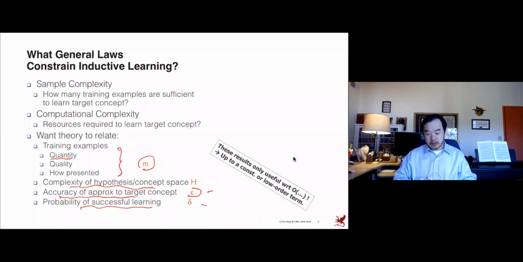And our conclusion will always be presented in the form of a big O notation, which basically means that whatever relationship we are going to present here is usually up to a constant or some lower order terms. So it's not going to be precise, exact.